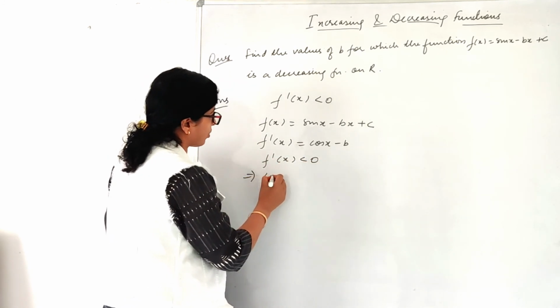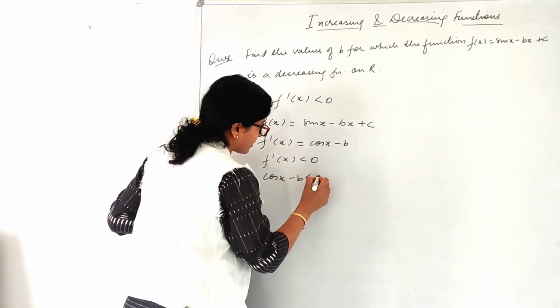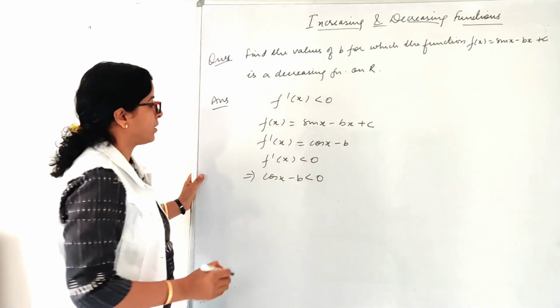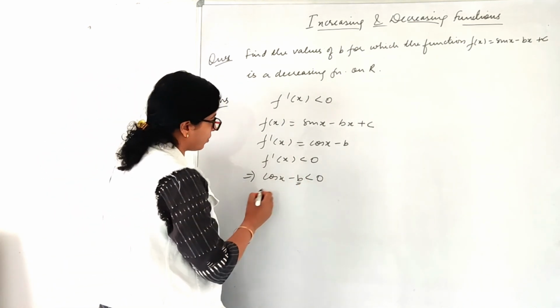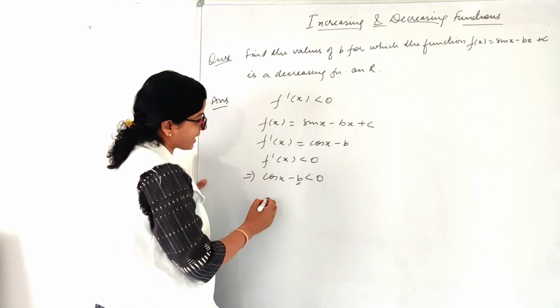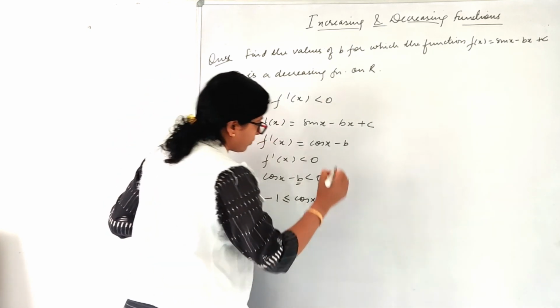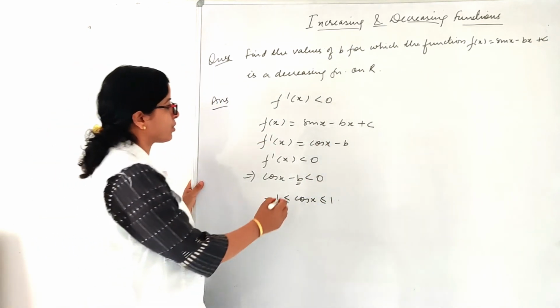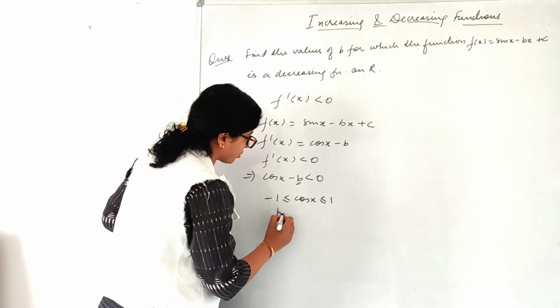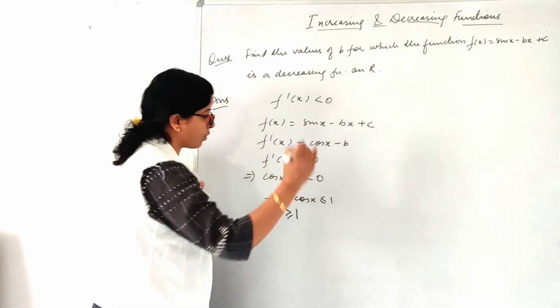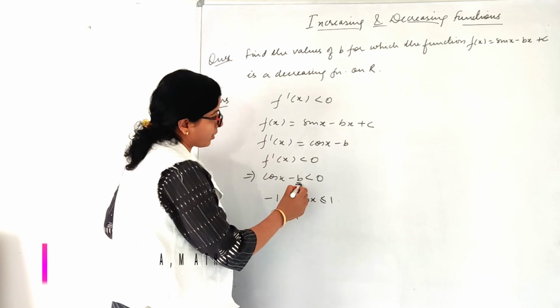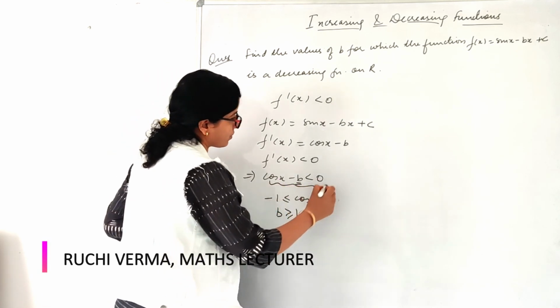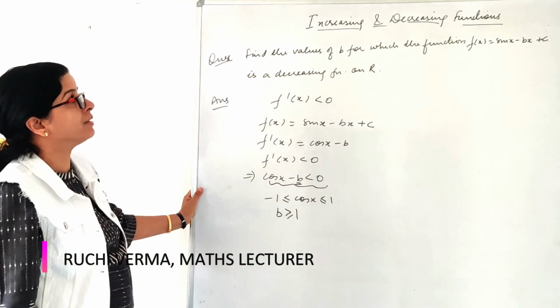This implies cos x minus b should be less than 0. And we know the value of cos x lies between minus 1 and 1, correct? So it means b should be greater than or equal to 1. Had it been b greater than or equal to 1, my function will always be less than 0.